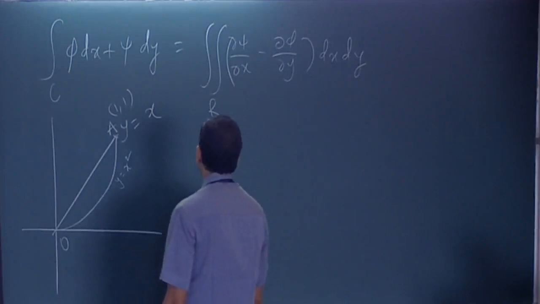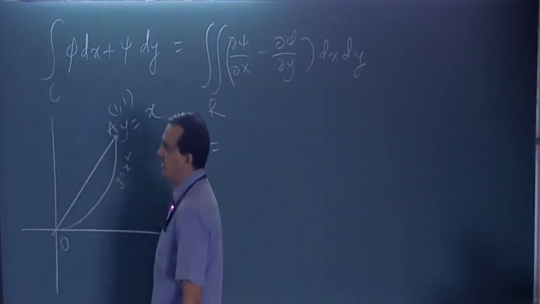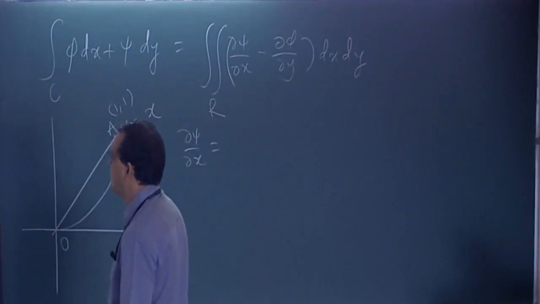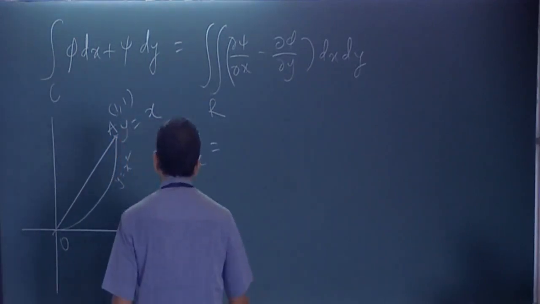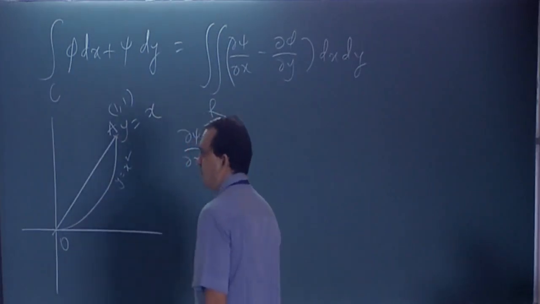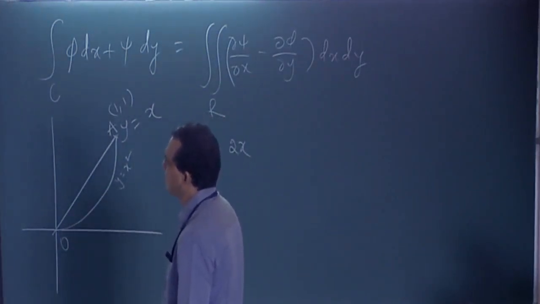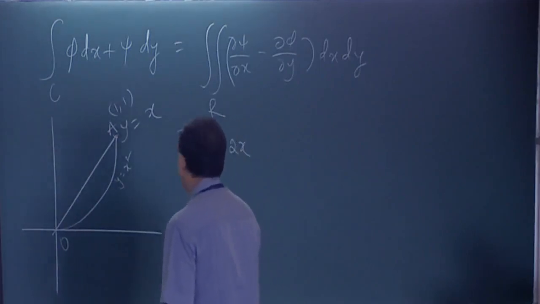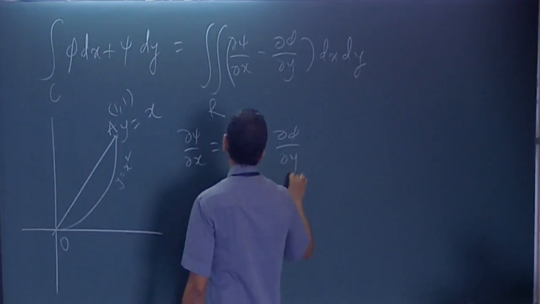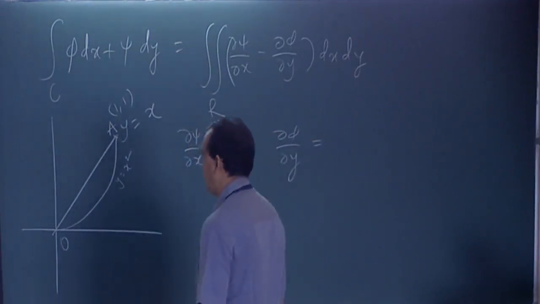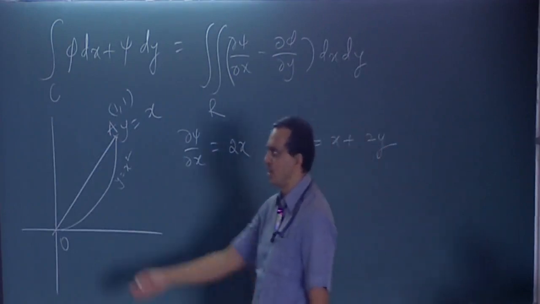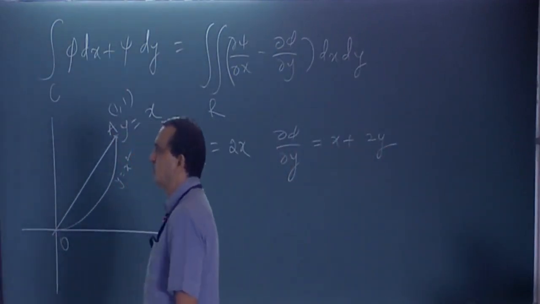Quickly, let us find dou psi by dou x. Psi is equal to x square. So dou psi by dou x is equal to 2x. There is some mistake. And what is dou phi by dou y? I have written the final answer, so don't mind. I have written the final value, I have not written them separately. So what is dou phi by dou y? It is x plus 2y. So when you take the difference, it gives you x minus 2y. So I have directly written it: dou psi by dou x minus dou phi by dou y is equal to x minus 2y.